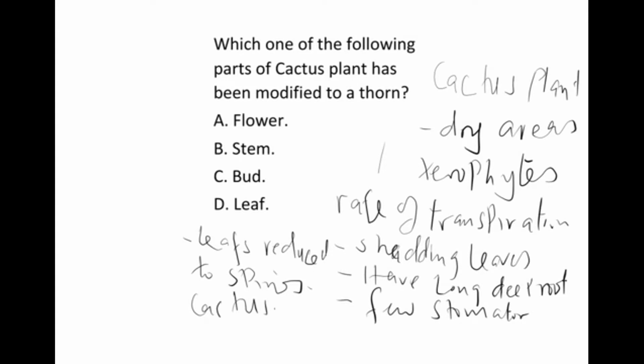Cactus is one of the plants that has its leaves reduced to spines, so that it reduces the amount of water it loses to the atmosphere through transpiration. So the part of the cactus plant that is modified to thorns is the leaf. The leaves are the ones that are modified to thorns, so that they reduce the rate of transpiration.